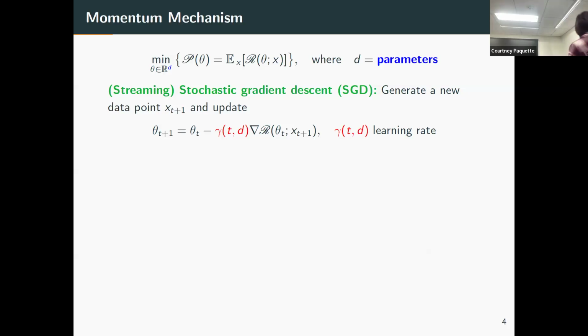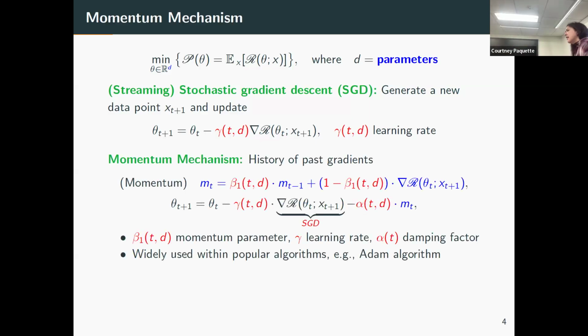So what's the thing? People tend to use, at least in the theory group, stochastic gradient descent. That is, you generate at each step a new data point x_{t+1}, and you update your algorithm using that one stochastic gradient, and you have a learning rate here. But in practice, nobody uses it ever. In fact, even if you call it SGD, they're actually probably running SGD with momentum. The actual built-in algorithm has momentum.